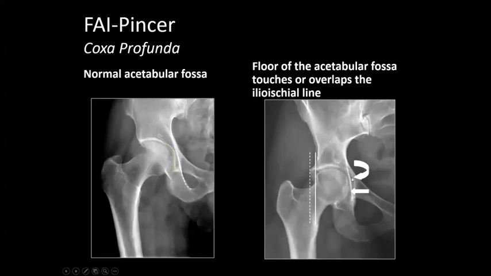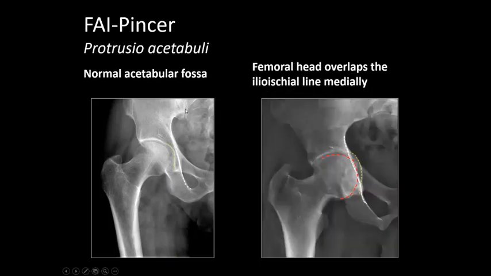But in this case, the coxa profunda, what you're seeing is the acetabular fossa lying medial to the ilioischial line. And because of that, central migration of the femoral head has happened in the acetabulum, and now we have the femoral head lying medial to the lateral margin of the acetabulum. So there's no under coverage, there's over coverage here of the femoral head in this patient with coxa profunda.